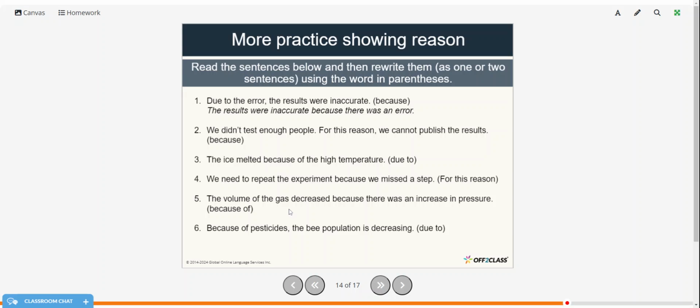The volume of the gas decreased because there was an increase in pressure. There was a decrease in the volume of gas because of an increase in pressure. And because of pesticides, the bee population is decreasing. The bee population is decreasing due to pesticides.